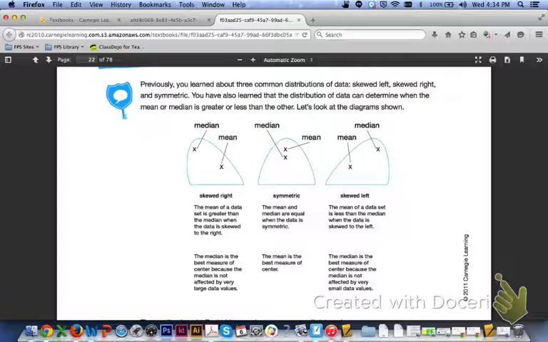When a graph is skewed left, the mean of a data set is less than the median, and the median then would be the best measure of center, because again you'd have some really high values to the right, but then a few low values to the left, which could throw off your data, affect your mean, which wouldn't give you a real accurate representation of the data.